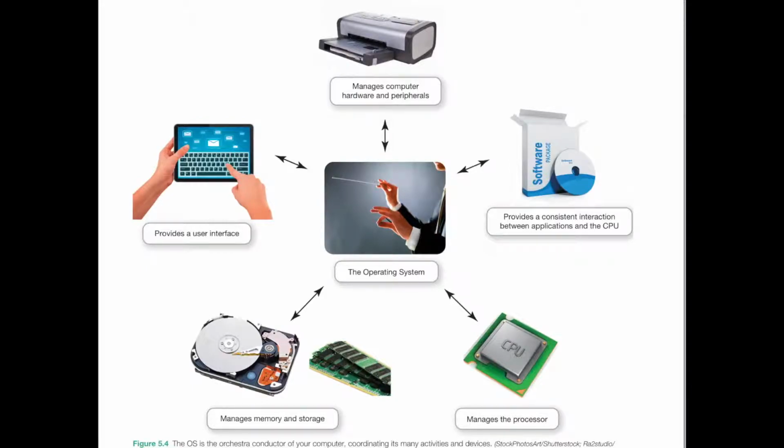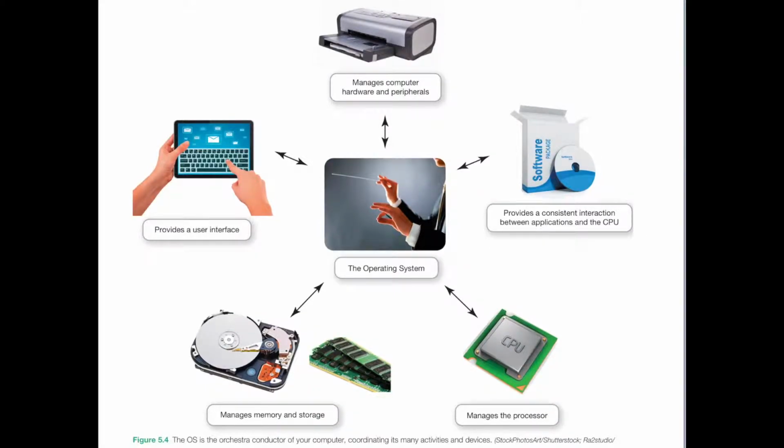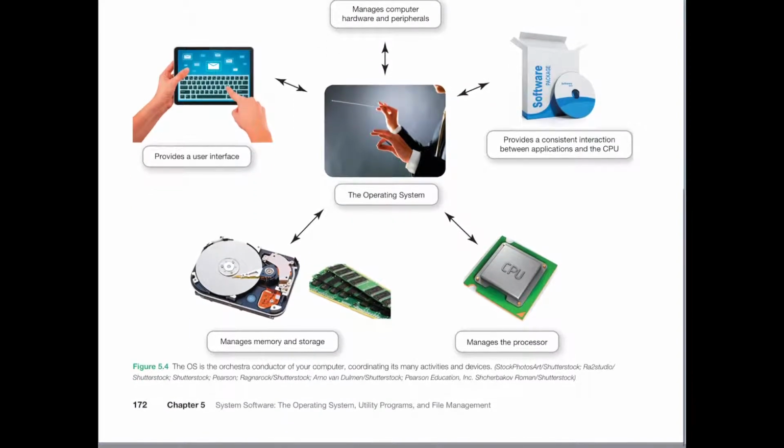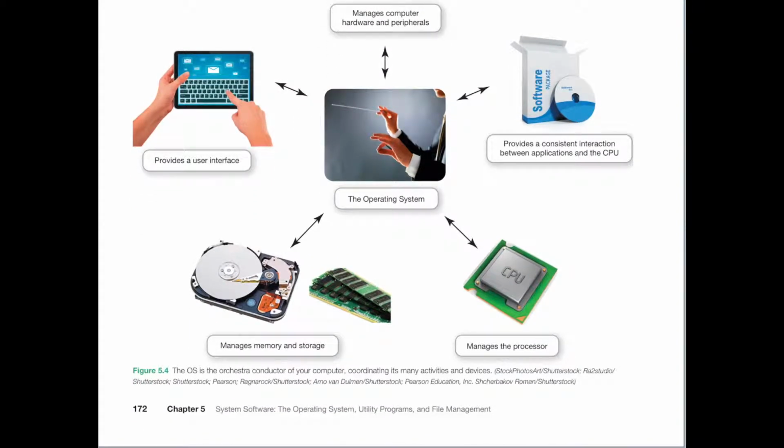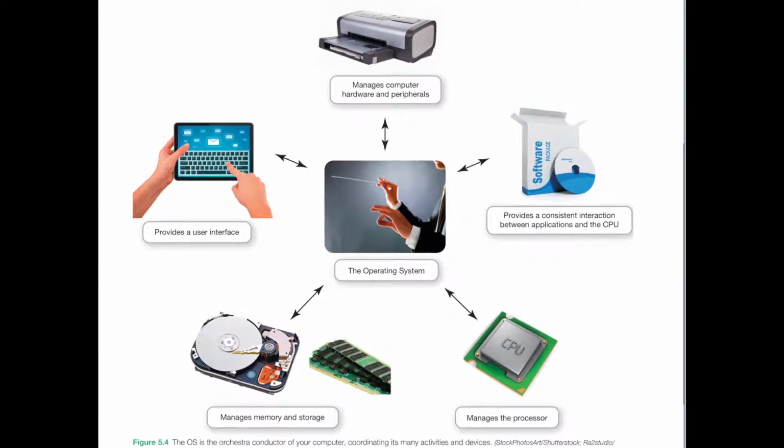In this episode of the podcast, we're going to go back and retread a little bit of ground we covered from the previous chapter, chapter 4. This particular figure is 5.4, page 172 in chapter 5. And we're talking about system software, utility programs, file management, etc.